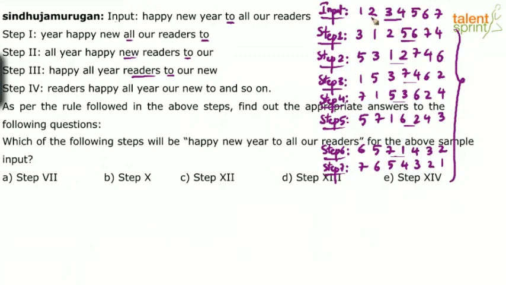You're able to follow? So the input we gave was 1, 2, 3, 4, 5, 6, 7. After 7 steps, it has become 7, 6, 5, 4, 3, 2, 1. So it is obvious that after 7 more steps, 7, 6, 5, 4, 3, 2, 1 will become 1, 2, 3, 4, 5, 6, 7. Are you able to follow?